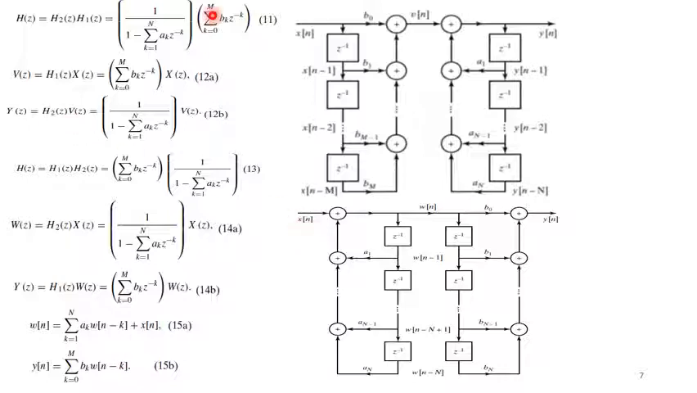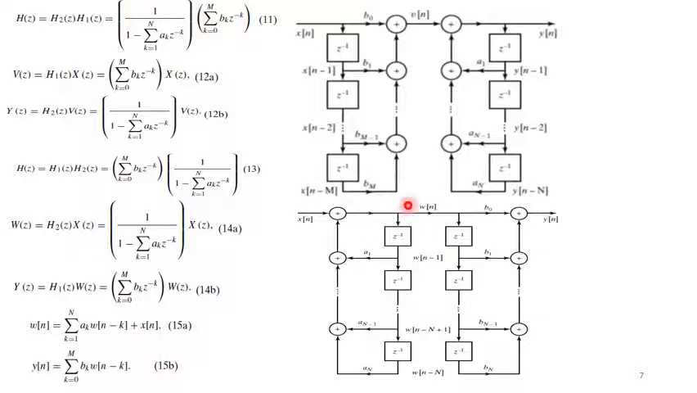So if I write it here, this is the system where we calculate V(z) first, and then using V(z), we multiply H2(z) with V(z) to obtain the output. For this second case, we first multiply H2(z) with X(z). So this is for the second case.